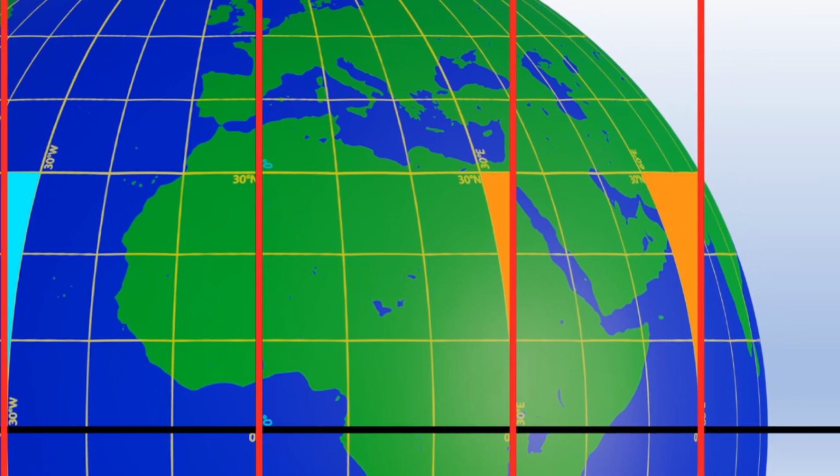In the northern hemisphere, east of datum meridian, true north is west of grid north. East of datum meridian in the northern hemisphere, convergency is west.